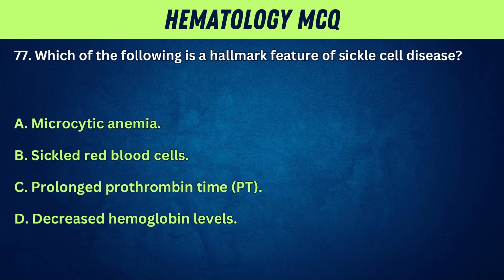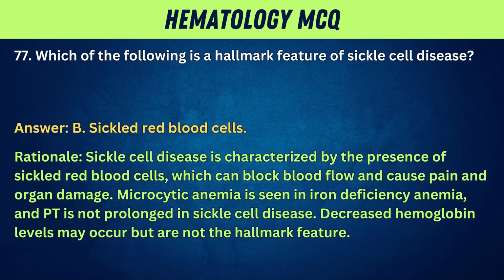77. Which of the following is a hallmark feature of sickle cell disease? A. Microcytic anemia. B. Sickled red blood cells. C. Prolonged prothrombin time, PT. D. Decreased hemoglobin levels. Answer: B.